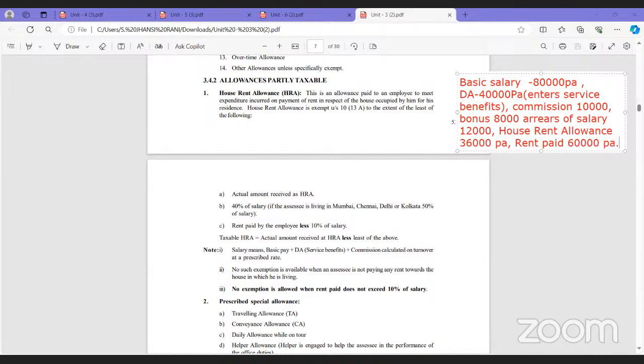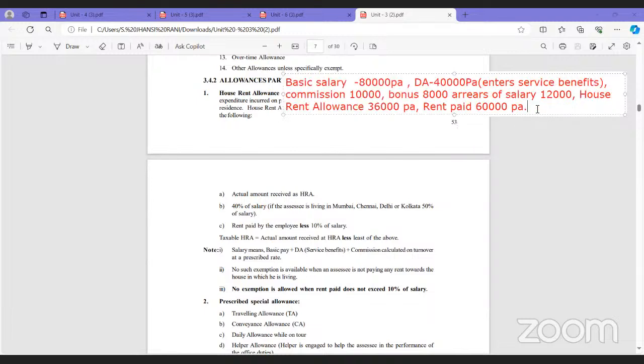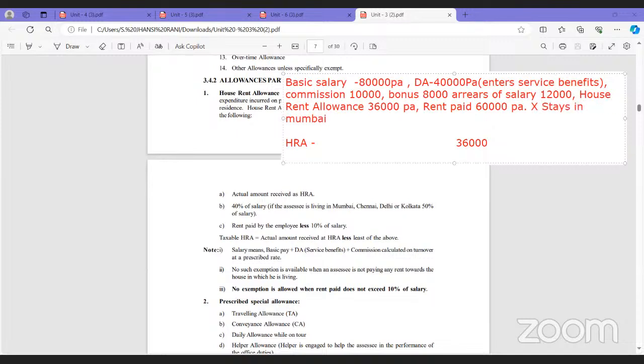Now we will calculate what is taxable HRA. I want to know how much is taxable and how much is exempted. Whenever you are writing in that format, first we write HRA, house rent allowance. He is receiving house rent allowance as 36,000 per annum. Now, for example, Mr. X stays in Mumbai. So now he is receiving 36,000.